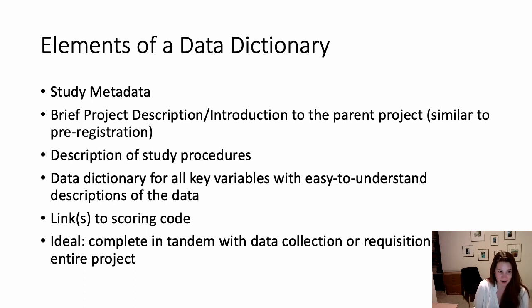So the study metadata and the introduction to the parent project, and then it also would house all of the key variables with easy to understand descriptions of what those variables are and what the data that they include is. This also could include, in addition to that easy to understand description of the data, links to the more specific scoring code, and that's where you could trace back, for instance, the exact variable that was the origin of the cleaned variable that you're using.